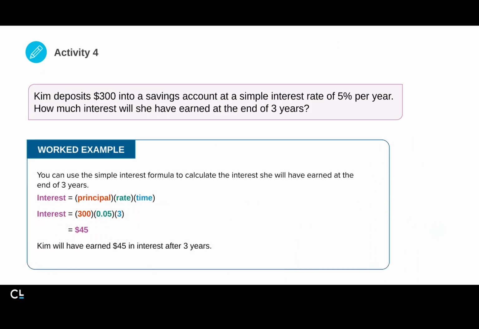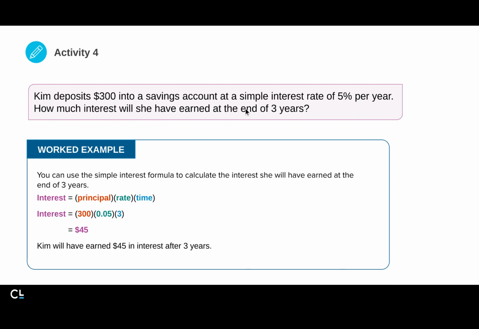Kim deposits $300 into a savings account at a simple interest rate of 5% per year. How much interest will she have earned at the end of 3 years? They gave you all the components you need to figure out how much interest she will have earned. Here are some of the discussions we're going to have. When we talk about how much interest she will have earned at the end of 3 years, how is that reported? It's reported in dollars.